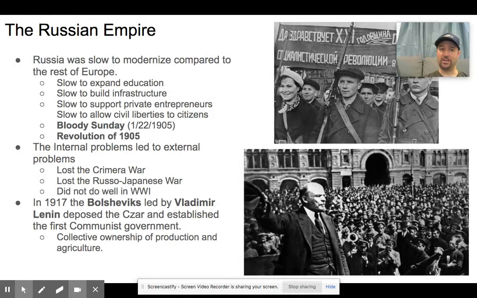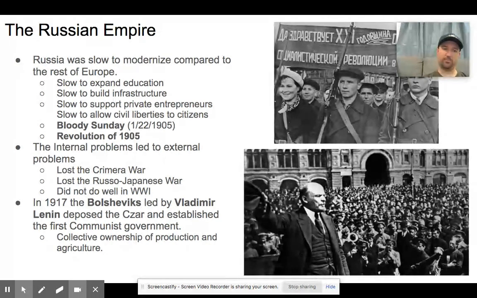They don't expand education to include people of the peasant class. They do not build infrastructure to the same degree as European states were doing. So that's your roads, that's your telegraphs. I mean, they built the Trans-Siberian Railroad, which was an accomplishment in itself, but not nearly enough to really make that much of a difference when you compare it to the rest of the European states. They were slow to support private entrepreneurship, and they were slow to allow civil liberties for their citizens.